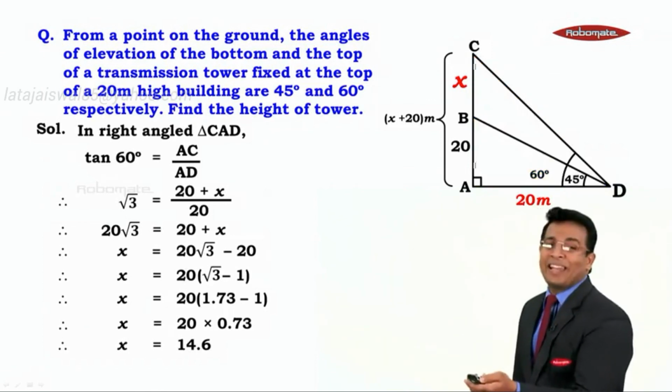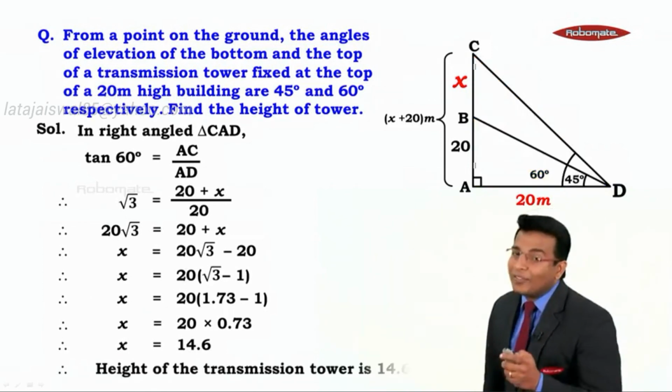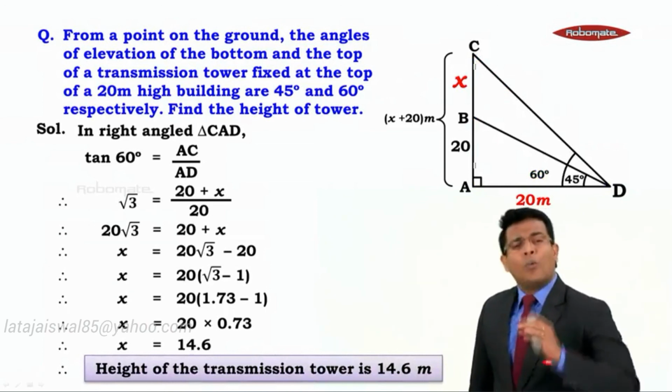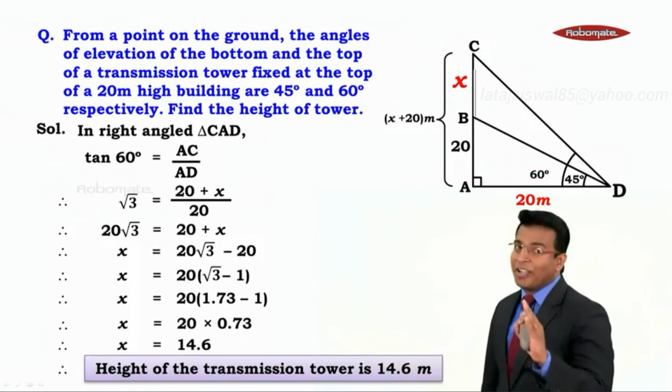So now we can write the final answer there. Therefore, the height of the transmission tower is 14.6 meter. And you got the sum. Wasn't that easy? A very, very beautiful sum, and a very important sum too.